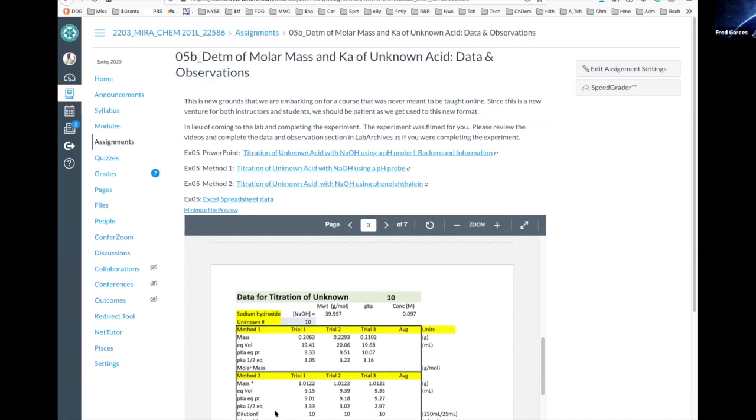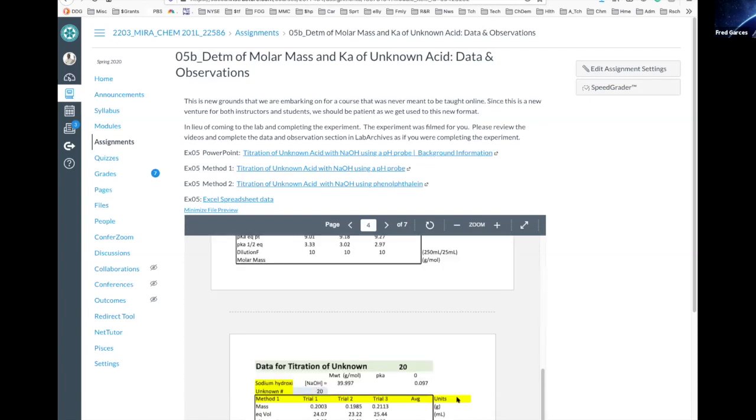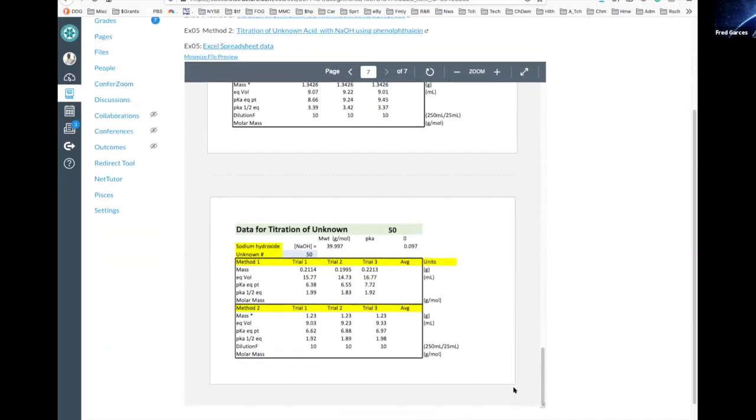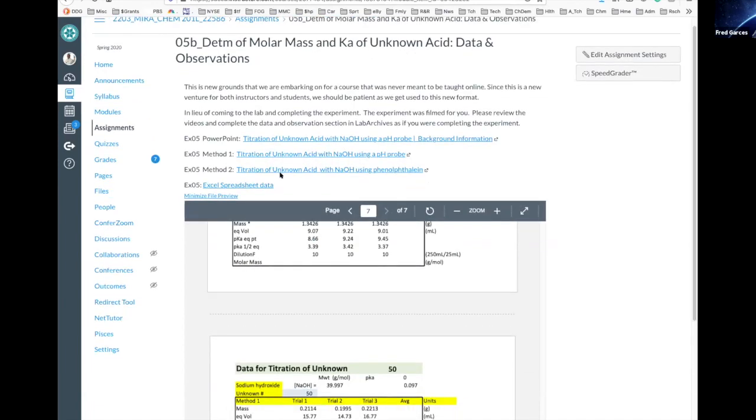Here is method 2. And remember, the masses are equal because you put everything into a 250 ml volumetric flask, and then you only draw 25 mls of that. So the only difference between this calculation and this calculation is that you have to take this mass and divide it by 10. So that's the data for the experiment, depending on which acid you are assigned to. That's this right here. Okay, I'll close that.